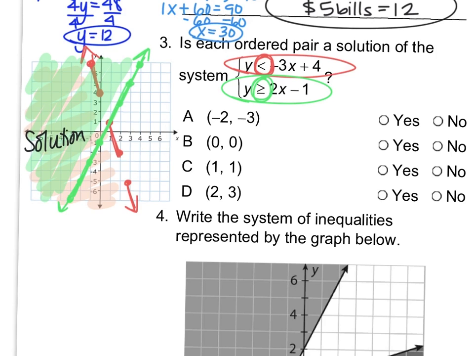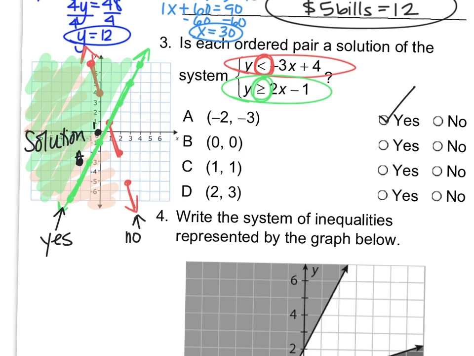I'll just go ahead and say things that are on the solid line are solutions. If something is on the dashed line, it is not a solution. So just keep that in mind. So if I go ahead and plot my points, -2, -3. All right, that's down here. That's A. And that one is in the double shaded area, so yes, it's a solution.